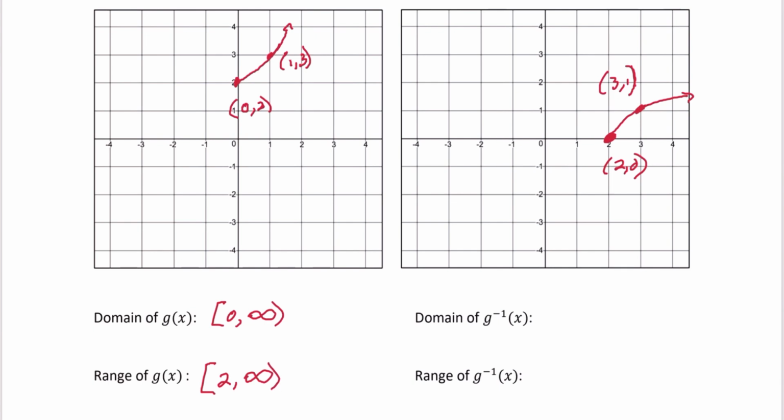And then the domain of G inverse, again, x values, 2 to infinity. And then the range of G inverse, 0 to infinity. Notice that the domain of G and the range of G inverse are the same. And then the range of G and the domain of G inverse are also the same.